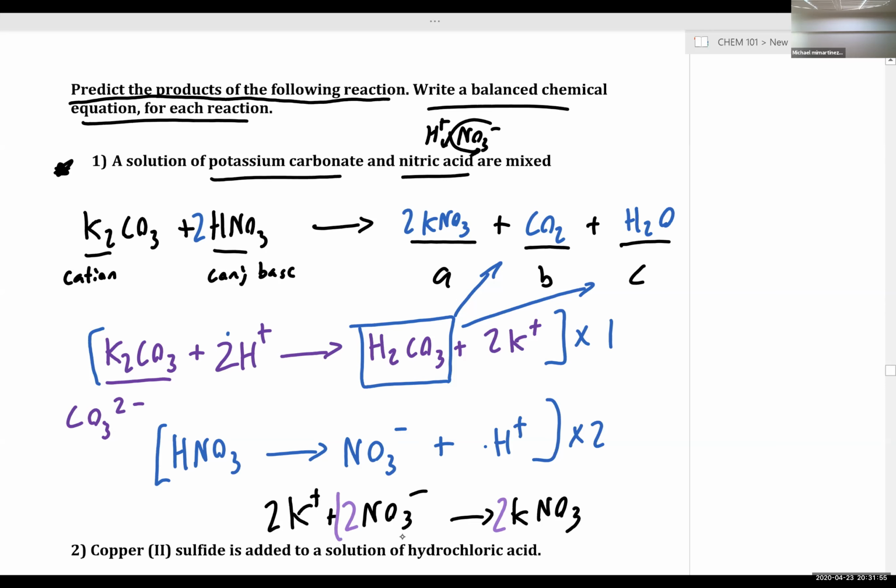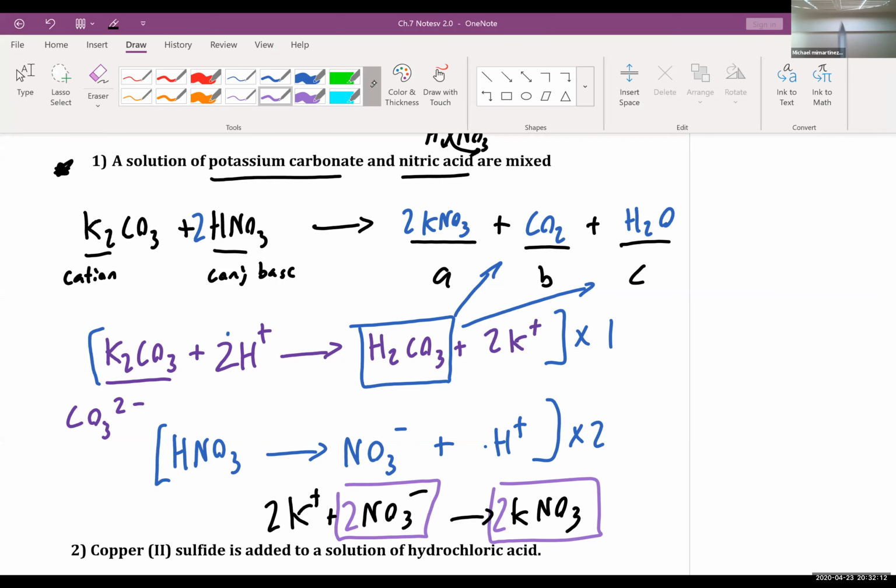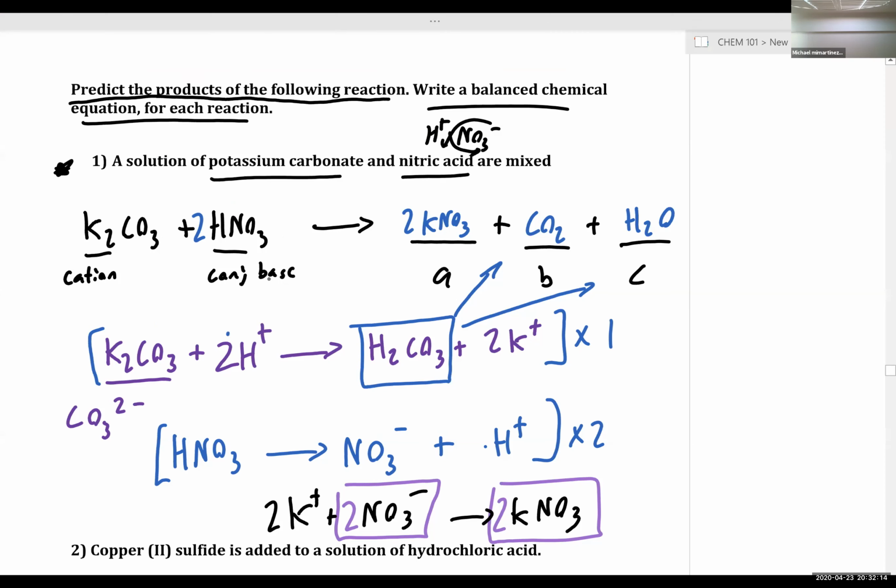So you can get the same result using the salt method, but I personally like the half reaction method because it's very easy to see where each of your products are coming from, and it makes it easy to check your work. But whatever method you use, you're more than welcome to.